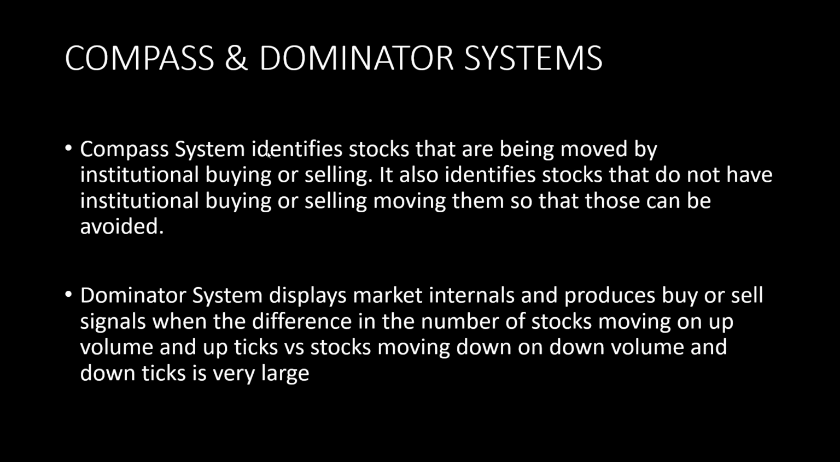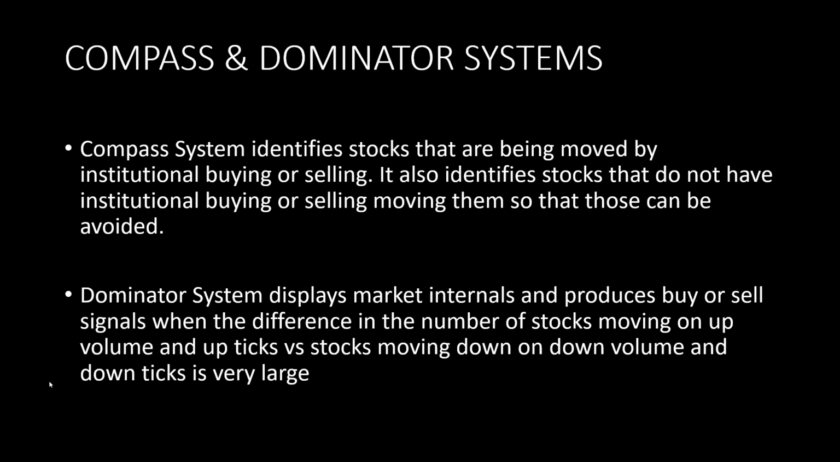The Compass system, which is the one we've been talking about, identifies stocks that are being moved by institutional buying or selling. Okay, it also identifies stocks that do not have any institutional buying or selling in them. We're only interested in the ones that the institutions are buying or selling.